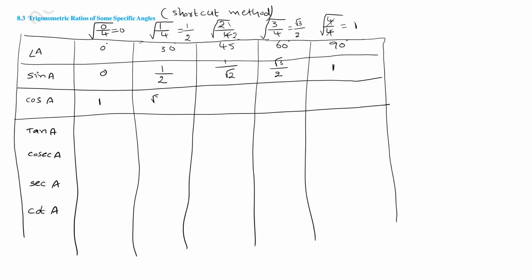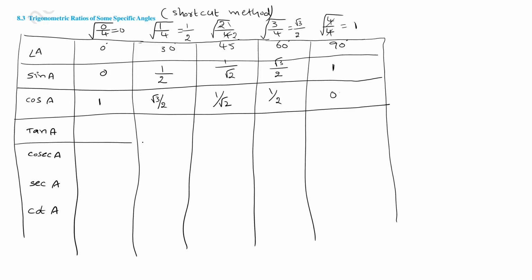The next number is root 3 by 2, and the next number is 1 divided by root 2. And here 1 by 2 is there. The next number will be 0. So sine and cos we got here.